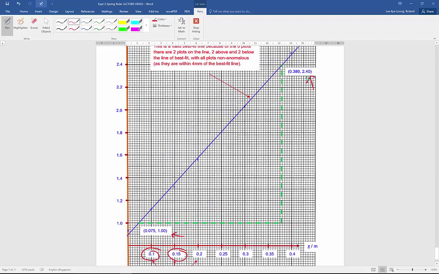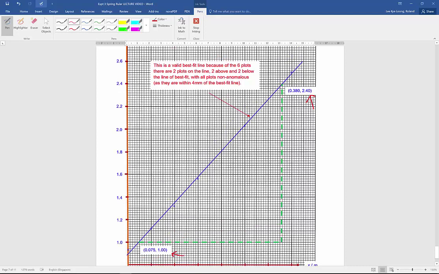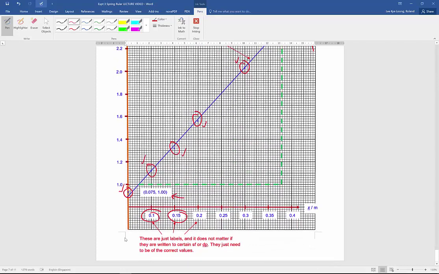So is this a line of best fit? Now let me see. I have 6 plots: 1, 2, 3, 4, 5, 6. Oh, sorry, there's one more plot here. So what do I have? I have 2 plots on the line, 2 plots below the line, 2 plots above the line. So you can see the symmetry there. None of them is anomalous. So this is a valid line of best fit. Okay, and so that is that.